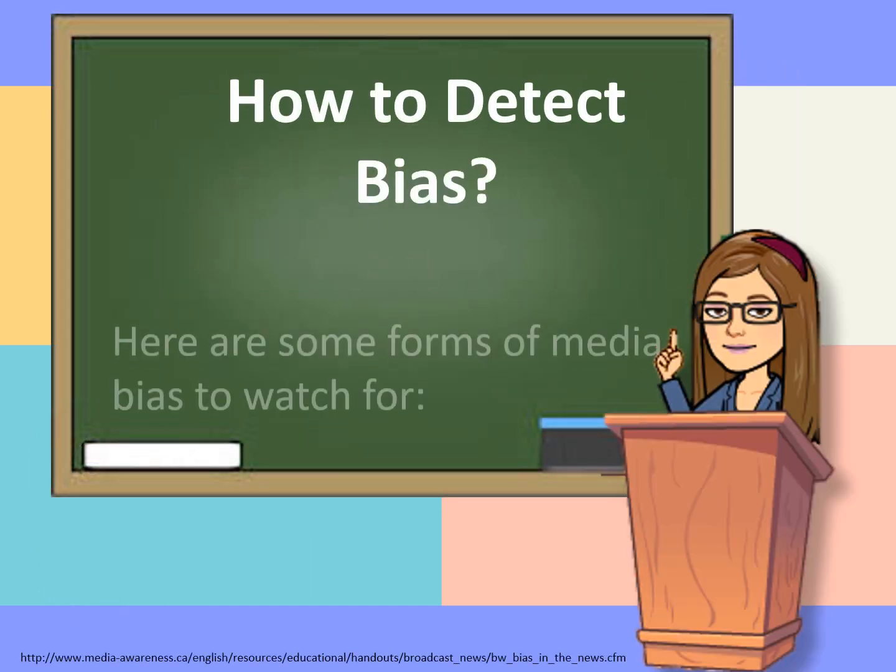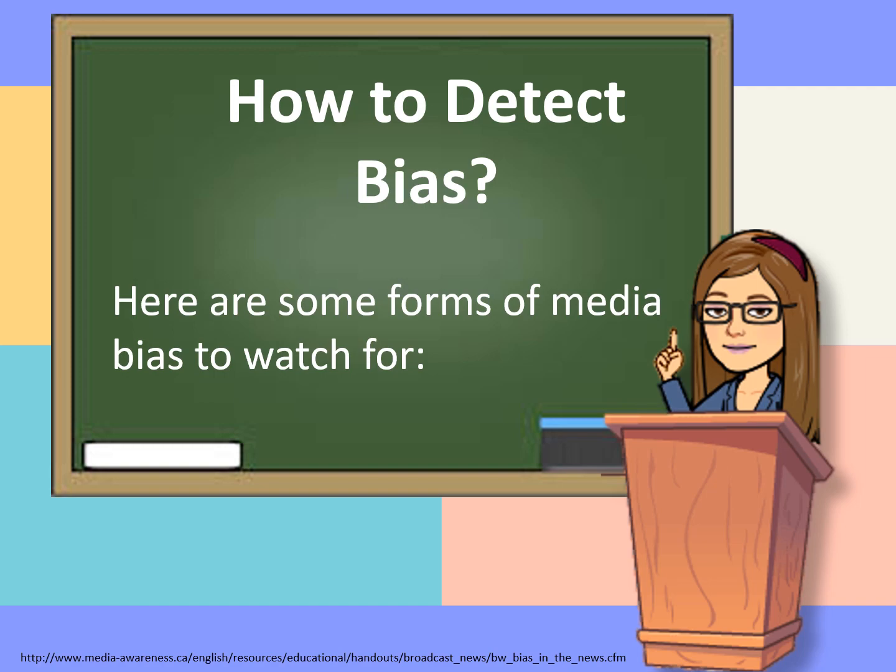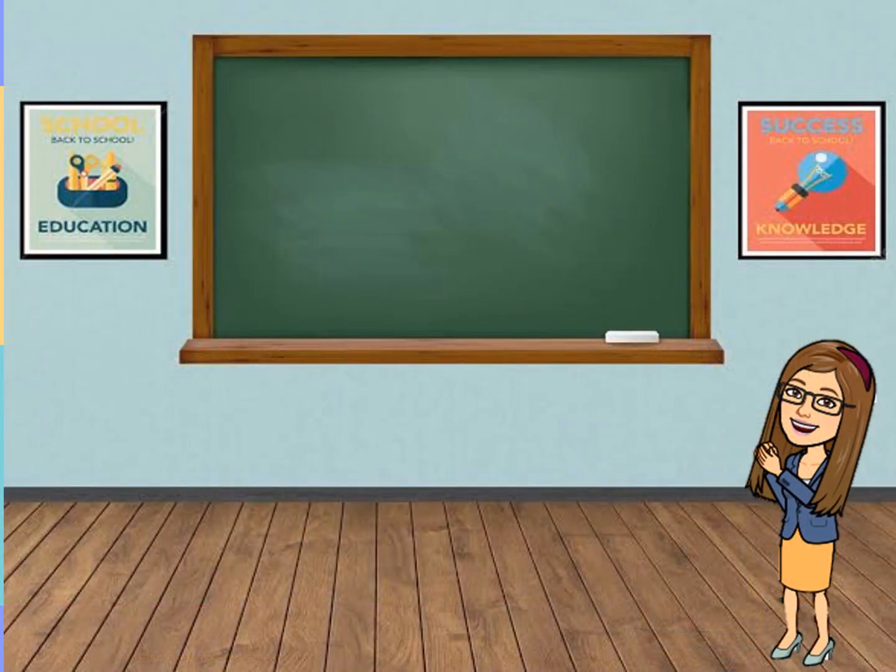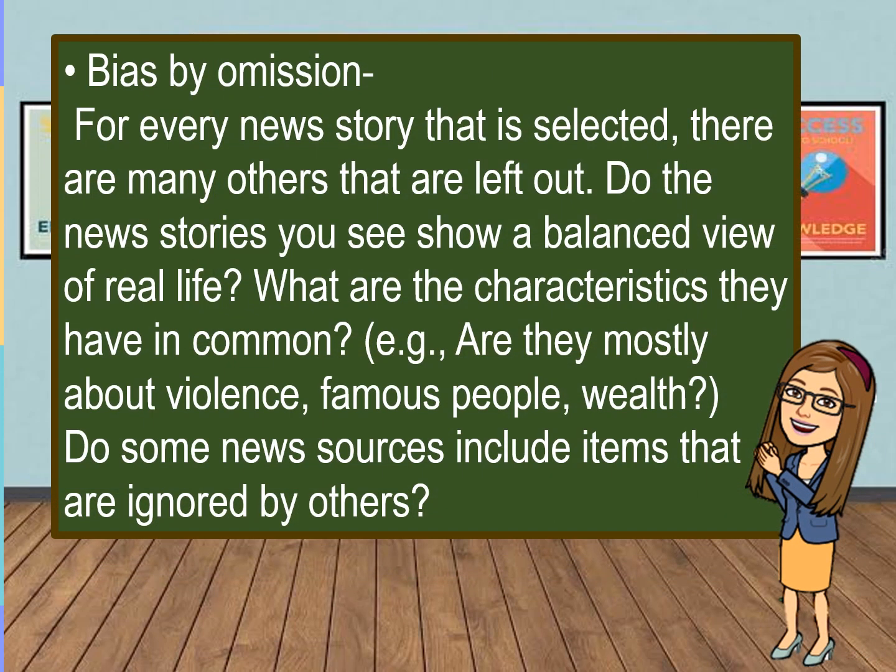How to detect bias? Here are some forms of media bias to watch for. Bias by omission. For every news story that is selected, there are many others that are left out. Do the news stories you see show a balanced view of real life? What are the characteristics they have in common? Do some news sources include items that are ignored by others?